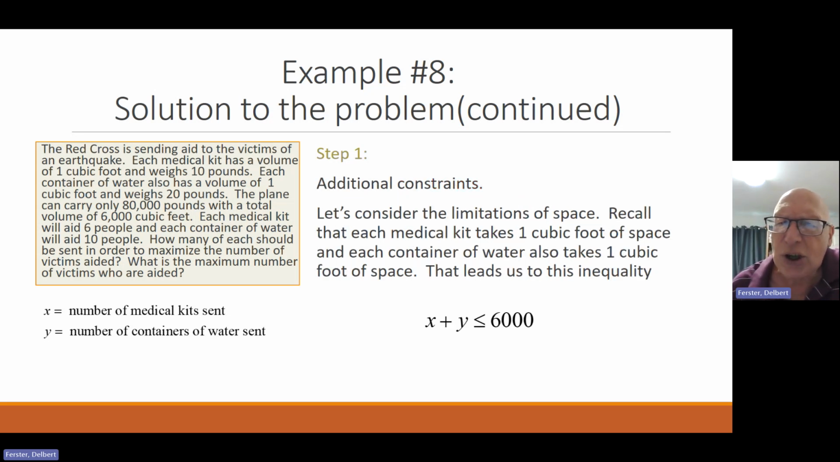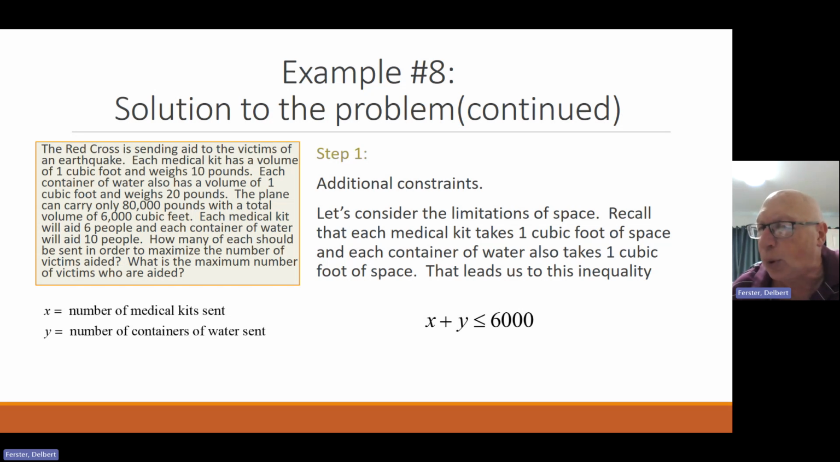Well, if we look at it in terms of space, the plane can only hold 6,000 cubic feet. And if you read the problem, we realize that each medical kit takes 1 cubic foot of space, and each container of water also takes 1 cubic foot of space. So you can kind of envision those ones as coefficients for both X and Y.